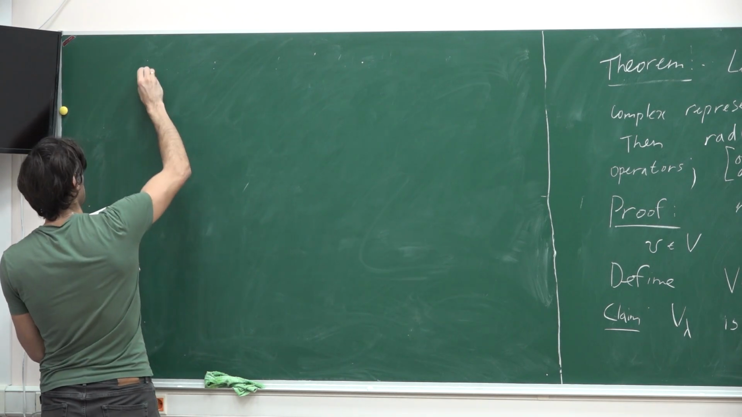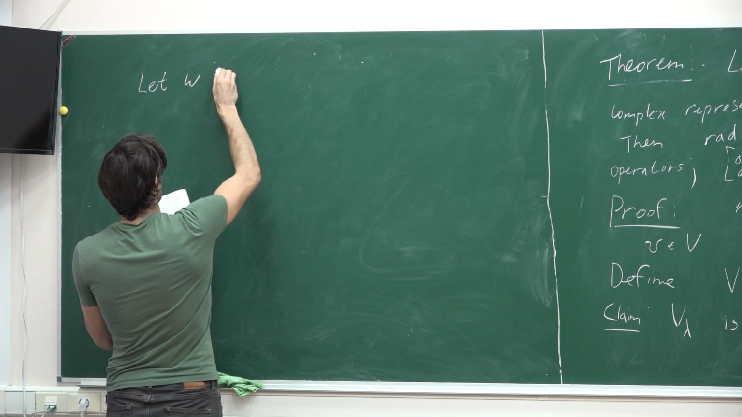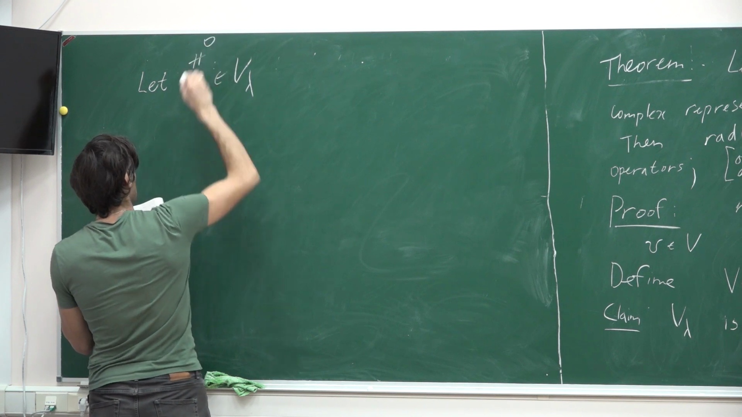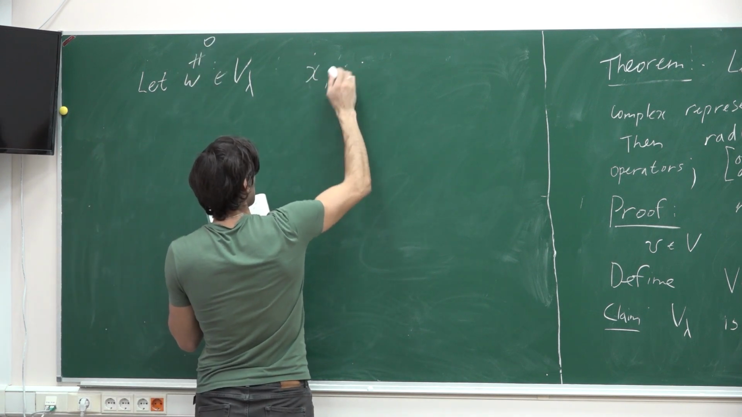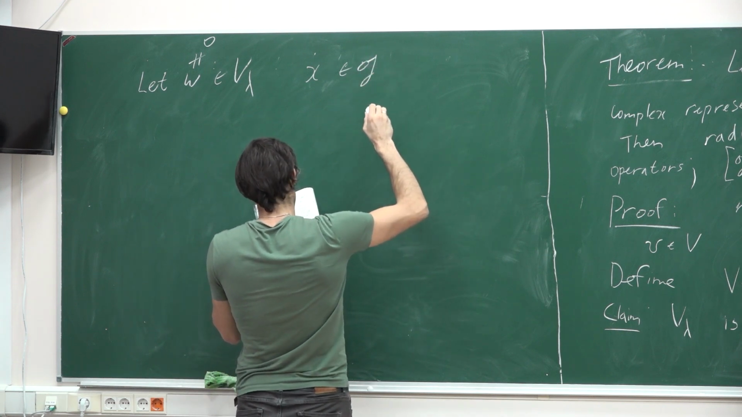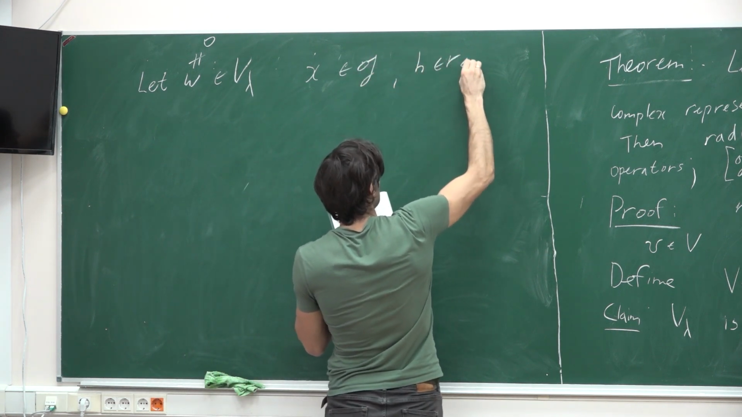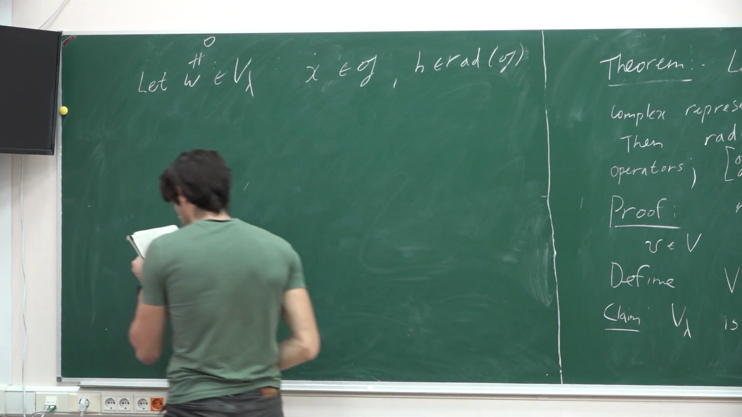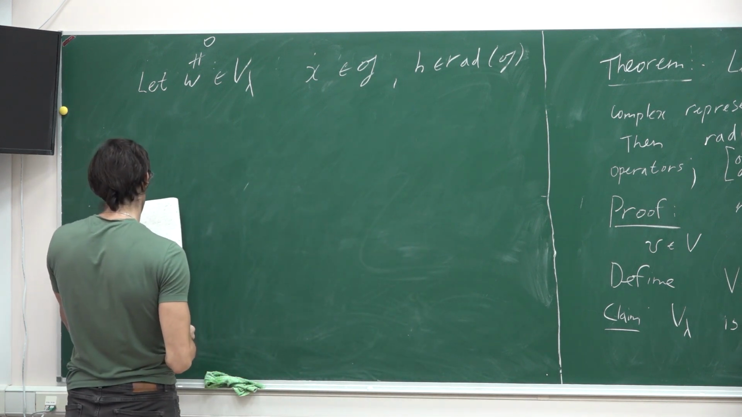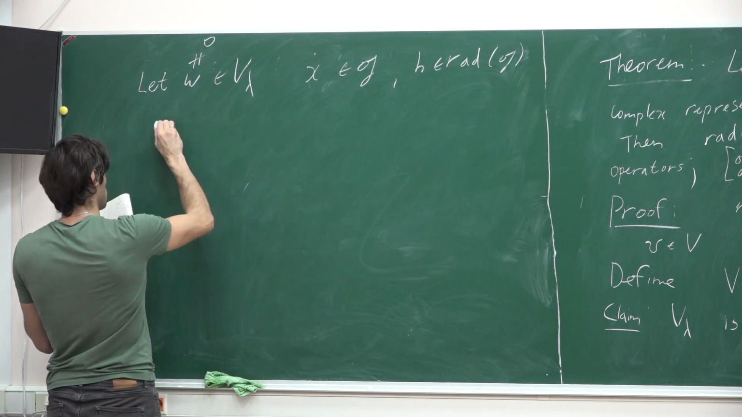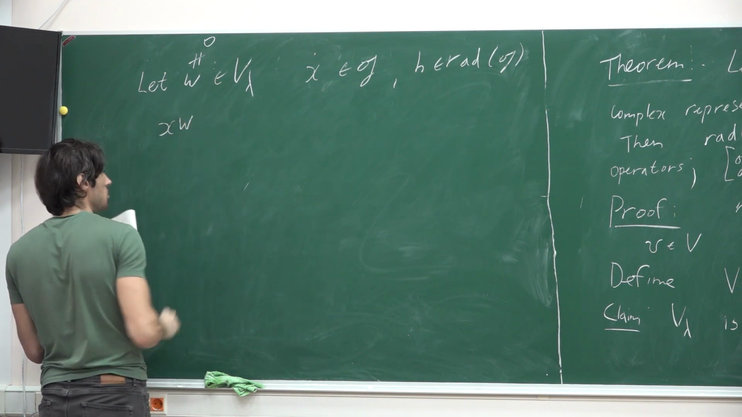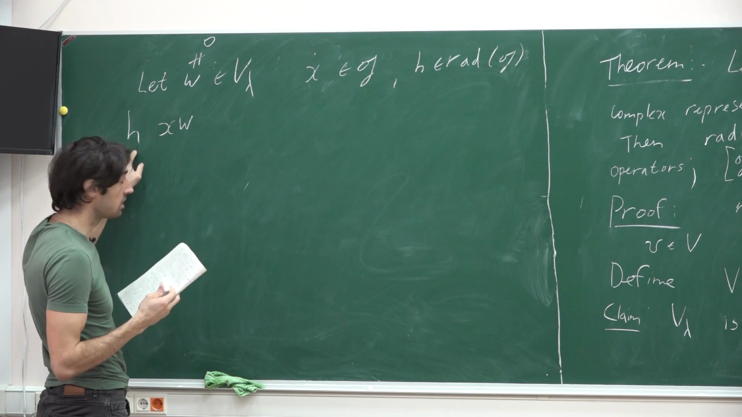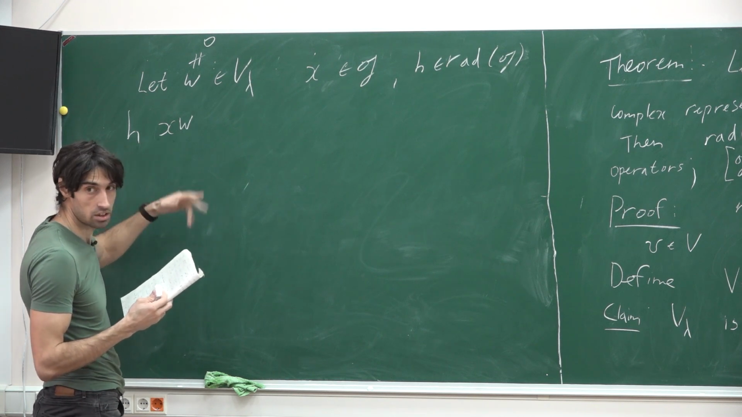So, okay, let me take W from V lambda. I would like it to be not 0. And let me take X, an element of G, and let me take H, which is in the radical of G. So what I need to prove? If I take X, W, and apply H to it, this is the same as multiplying by lambda of H, this thing, right? And then I'm done with this claim.